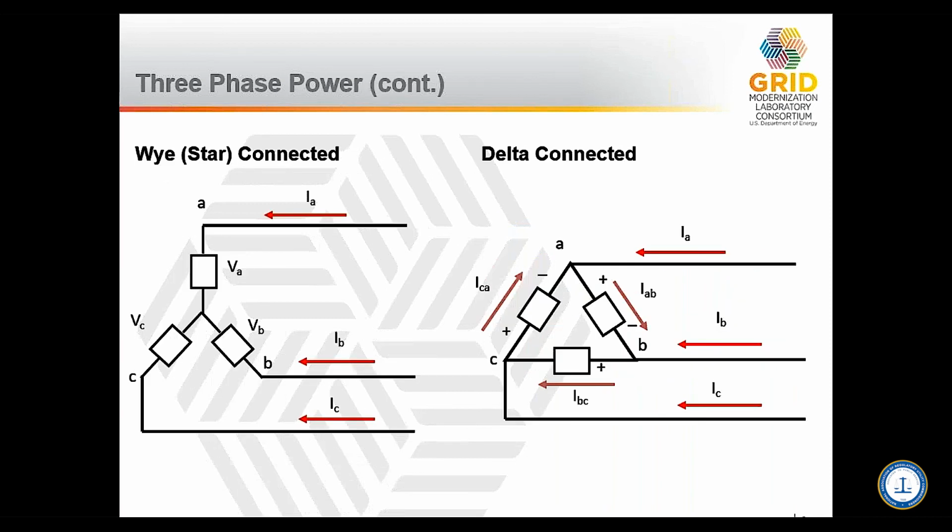So this is when you have 3 different phases, the question is, how do you connect the loads to them? And this is how you would connect very large loads. And when you have 3 different phase conductors, there's different ways you connect them.